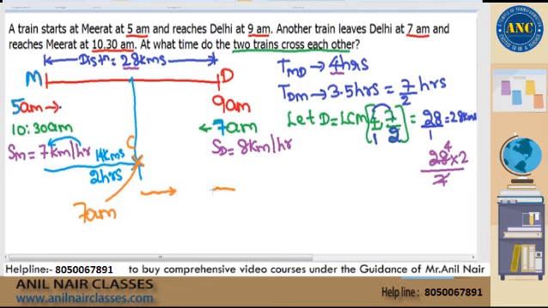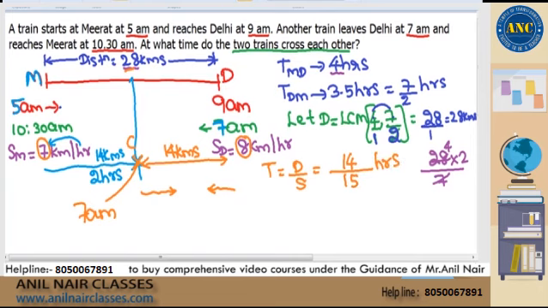Delhi train will start to travel in the opposite direction. Out of 28, 14 is already done. Remaining 14 kilometers need to be traveled by both the trains. Same logic. Time is distance by speed. Distance both need to travel is 14. Speed is nothing but the sum of the speeds. 7 plus 8 is 15. Why sum? Because it is opposite direction.